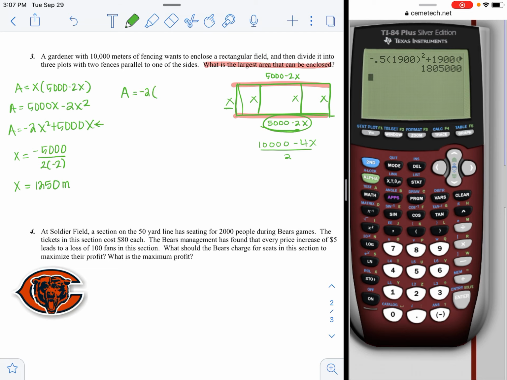So I'm going to do negative 2 times 1250 squared plus 5,000 times 1250. Let's run it into my calculator, but it's okay. Negative 2 parentheses, 1250, close it, square it, plus 5,000, parentheses, 1250, enter. So that is 3,125,000 units. Meters times meters is meters squared.